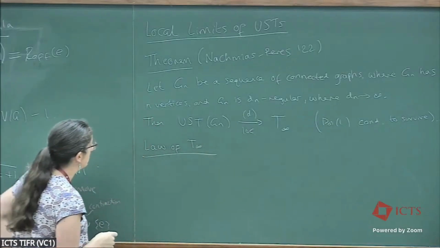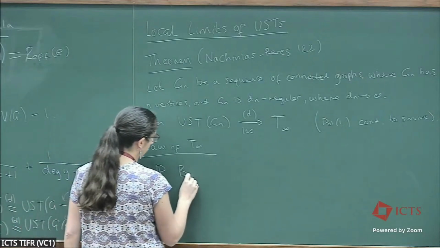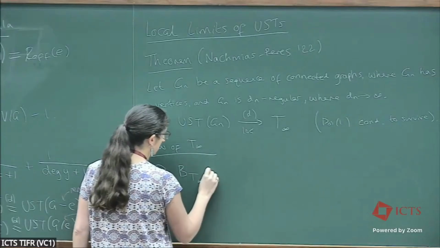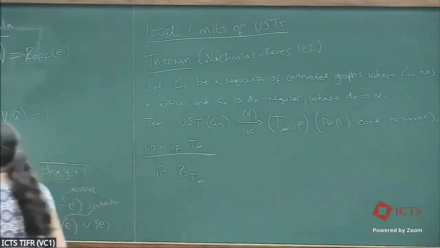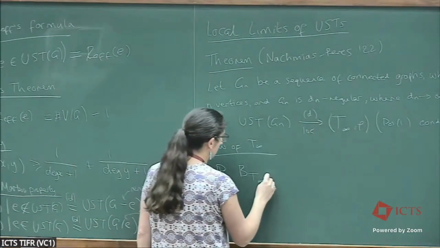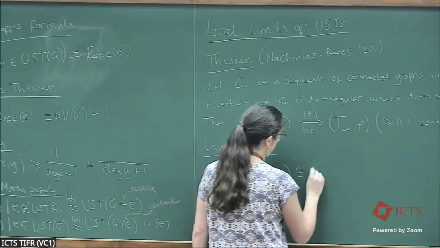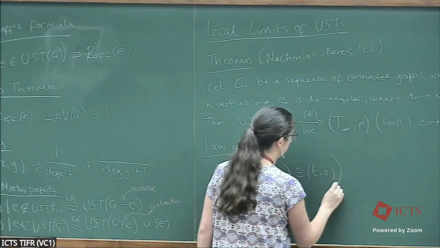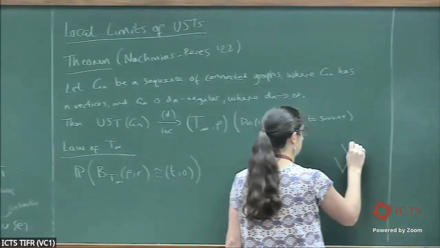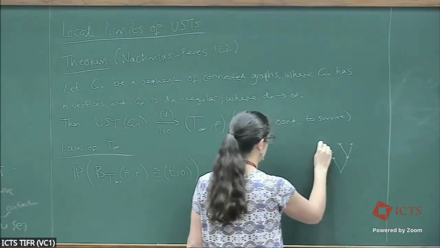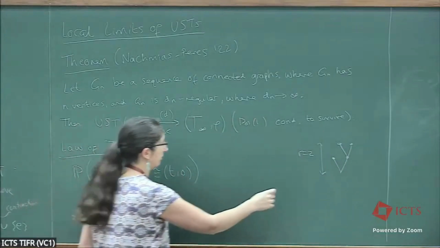Okay, so my claim is that the probability that the ball of radius r in this graph, around the root, is isomorphic to a given graph, so maybe we'll just have one in mind, like this, so this will be for r equals 2. I always draw the root at the bottom.